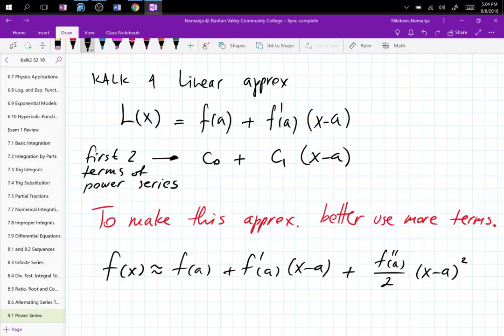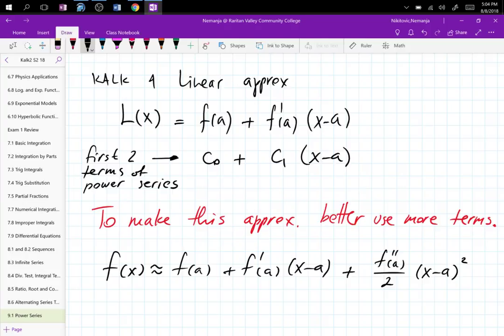So you have a quadratic, and then you can add another term with the third derivative divided by 6, x minus a cubed, and that would be even better. So you can add as many of these terms. Now clearly, as you keep adding terms, you keep adding calculations. So it's going to be a trade-off between what is the precision that you want for the calculation, right? So how good you want this approximation to be versus how much work you are willing to put in.